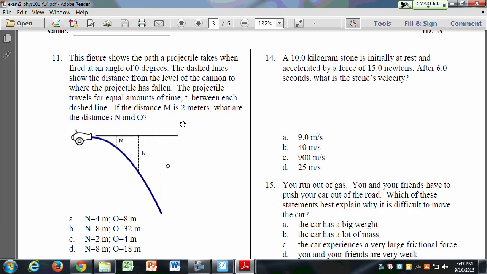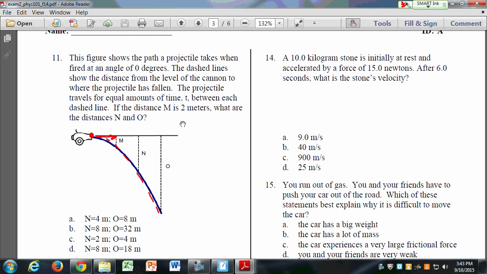Ooh, this is a good one. Hardly anybody got number 11 right. Let's see how y'all do. So here I have a projectile. Yeah, this is fall 14. It's in the back of your book. I have this. It travels along.